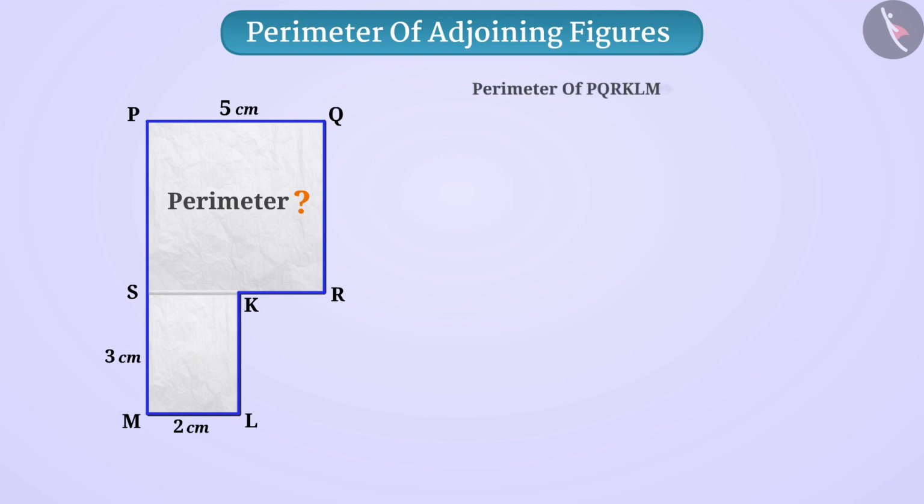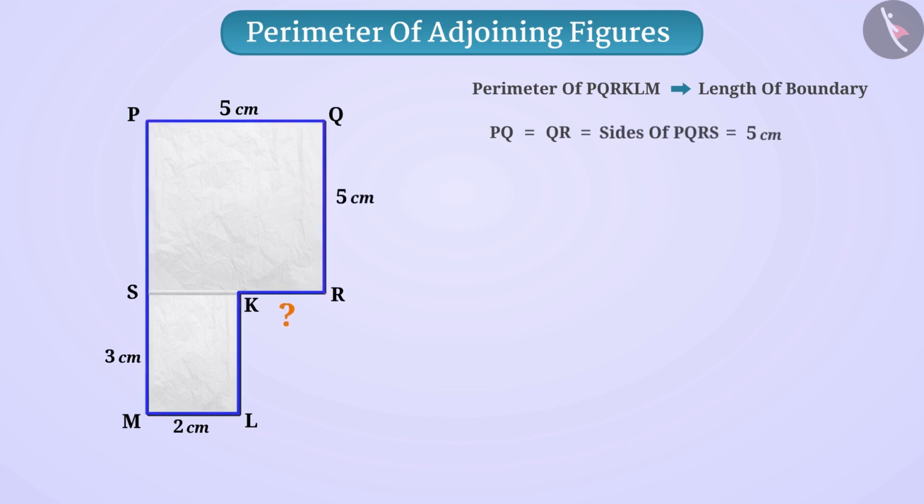Its perimeter will be the length of its boundary. To find out, we have to sum the lengths of all its sides. Here, PQ is equal to QR. The side of the square PQRS is equal to 5 cm. Can you tell how we can find the length of the RK? Think. Absolutely right. RK is equal to RS minus SK is equal to 5 cm minus 2 cm is equal to 3 cm. KL is equal to 3 cm.